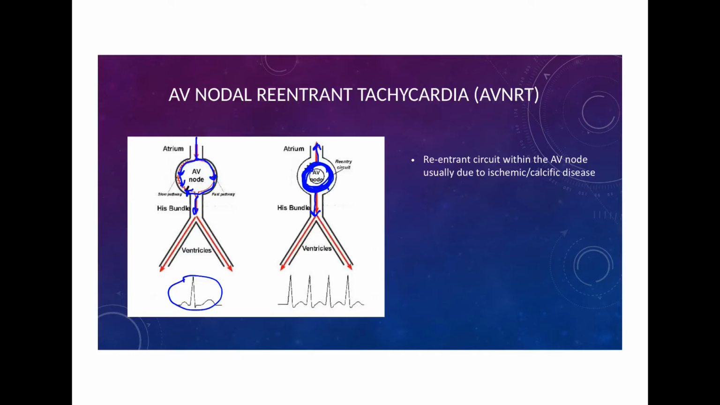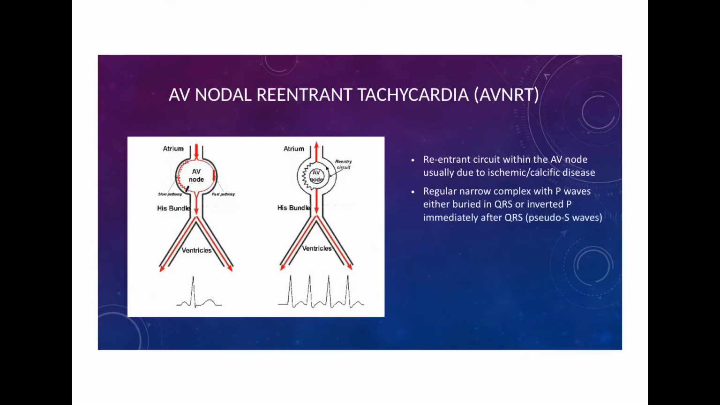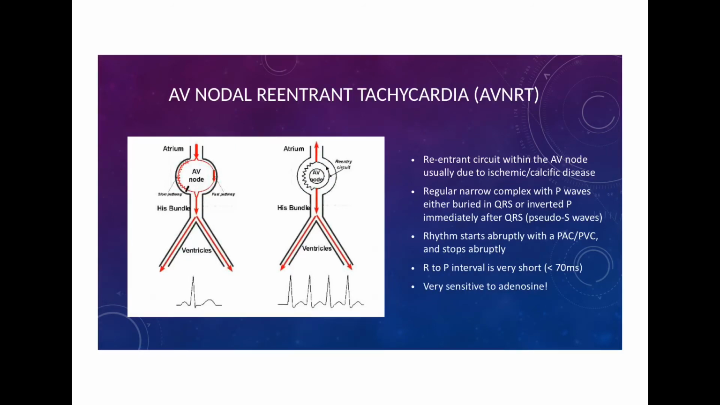You're going to see P waves, but they're going to appear after the QRS complexes because the ventricles get depolarized really quickly through this His-Purkinje system, and then the atria get depolarized backwards, but slowly. So you see here these inverted P waves right after the QRS complex. And the most important thing about these is that they break really easily with the vagal maneuvers and adenosine.